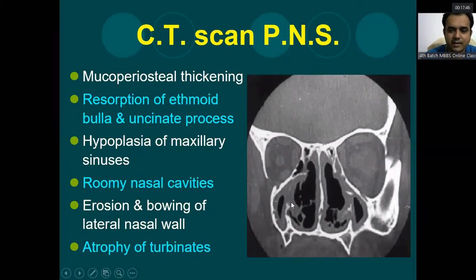And look at the size of the nasal cavity, roomy nasal cavities. And erosion and bowing of the lateral nasal wall. Look here, there is a bow-like formation, right? And the turbinates are atrophied, right? Look at the size of the nasal cavity.